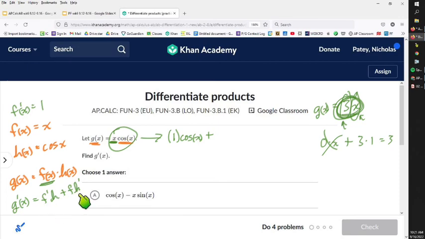The next time, I need h prime. So let's go ahead and write the f first. So we have x. And what is h prime? Looking at this guy.